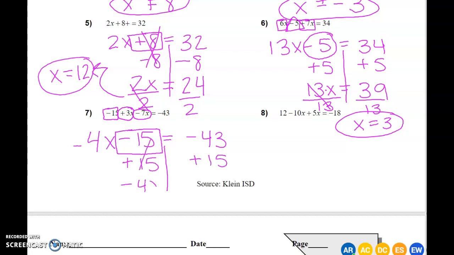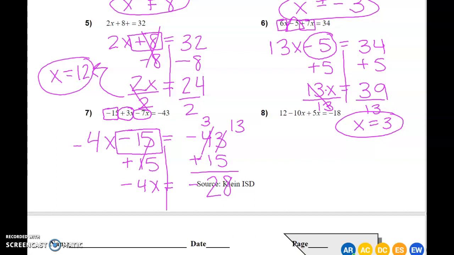And I get negative 4x over here equals, now here I have different signs. So when I have different signs that I'm adding or subtracting, I'm going to subtract. So I'm going to subtract these. 3 minus 5, well, I can't do that, so I'm going to borrow. I'm going to borrow from the 4, that becomes 3. And this will become 13. So 13 minus 5 is 8. 3 minus 1 is 2. And then I'm going to keep the sign of the bigger number. Well, 43 is bigger than 15, so I'm going to stay negative.